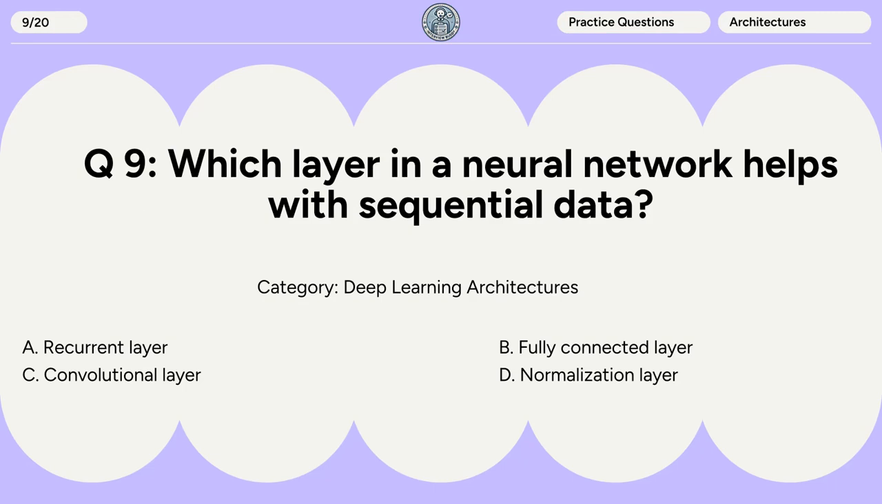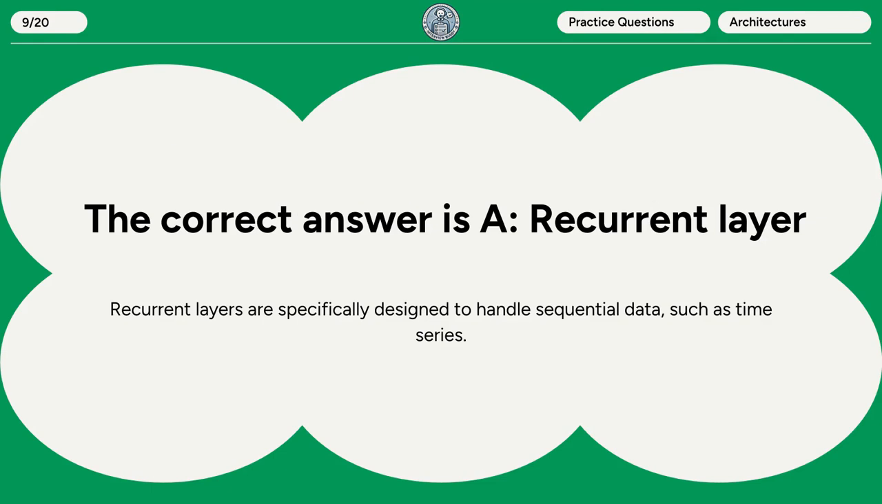Question 9. Which layer in a neural network helps with sequential data? A. Recurrent layer. B. Fully connected layer. C. Convolutional layer. D. Normalization layer. The correct answer is A. Recurrent layer. Recurrent layers are specifically designed to handle sequential data, such as time series.